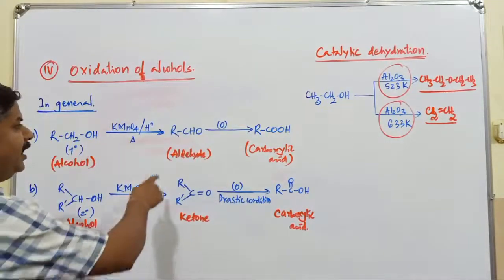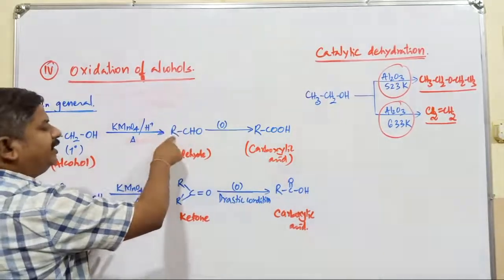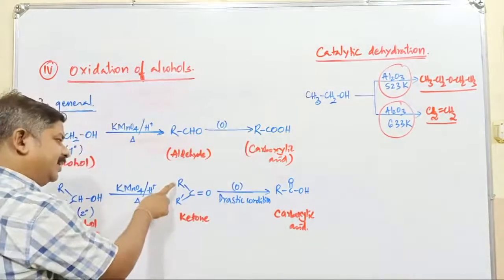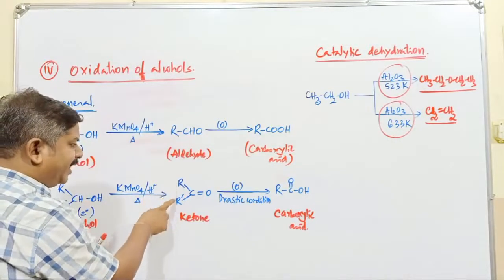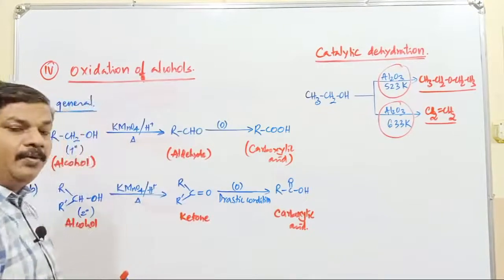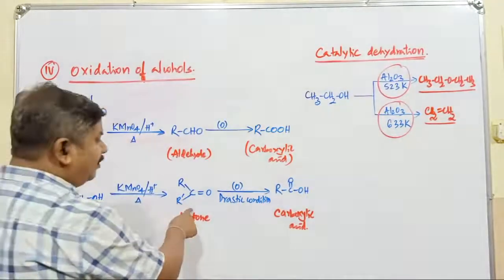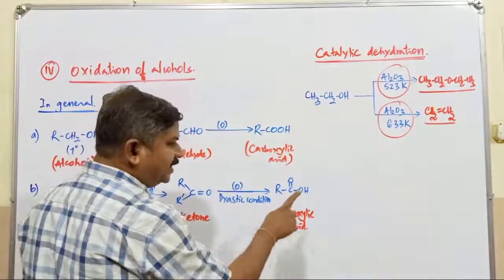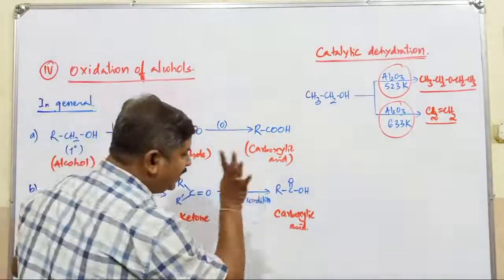You can observe carefully here. In this one, how many carbon atoms were there? Assume that this is a methyl group. Here 2 carbon atoms, here also 2 carbon atoms. Assume that this is methyl and this is also going to be methyl. 1, 2, 3 carbon atoms. But here the product is containing only 2 carbon atoms. So when ketone is oxidized into carboxylic acid, it contains 1 carbon atom less.